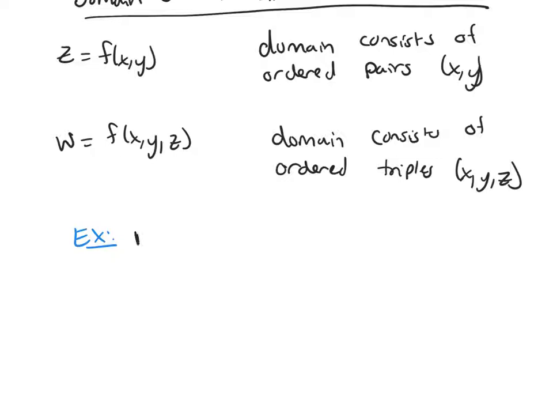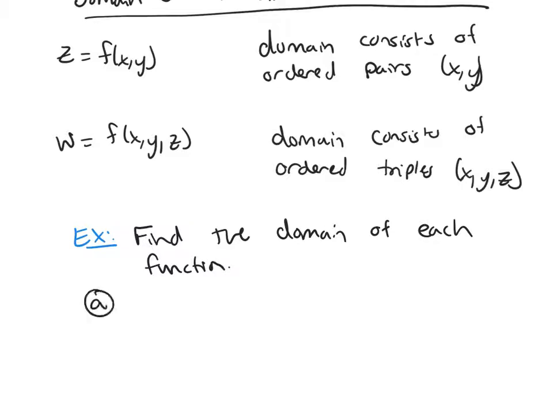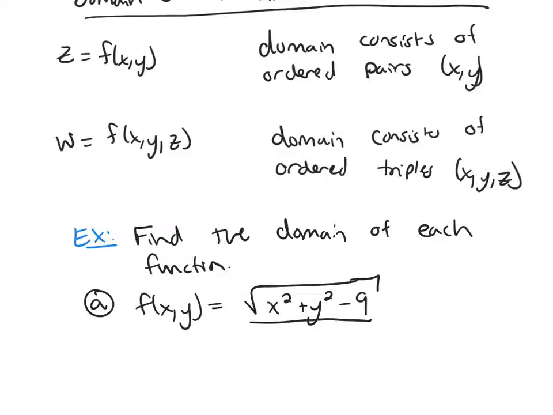So let's find the domain of each function. The first function will be the square root of x squared plus y squared minus 9, over x.